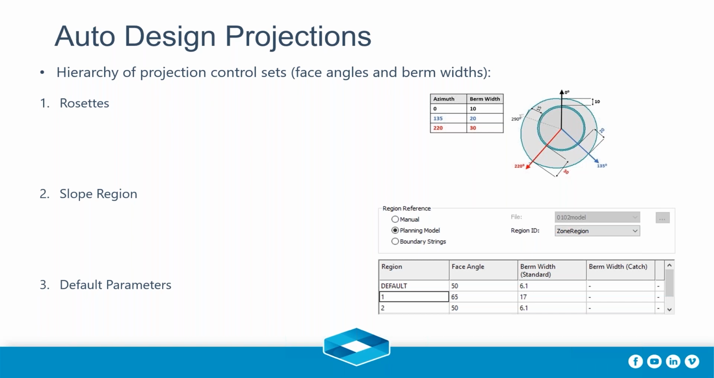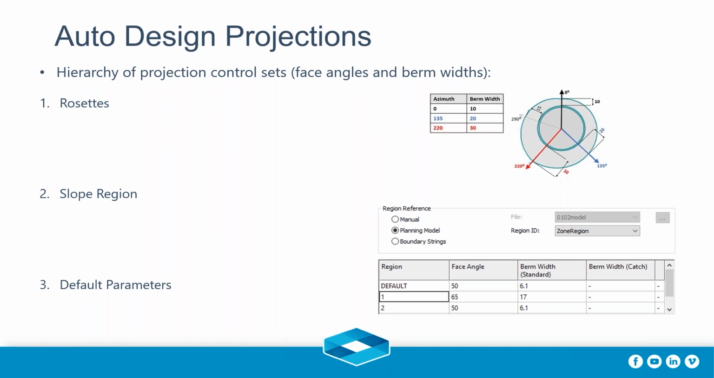But one thing that is important for you to know about our topic today is the hierarchy of the projection control sets. The AutoPit design tool uses a set of rules which can be interactively modified to trigger an automatic regeneration of the current design. So the projection control values at a point are determined using a hierarchy of control sets for face angles and berm widths.